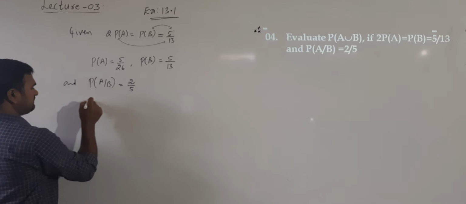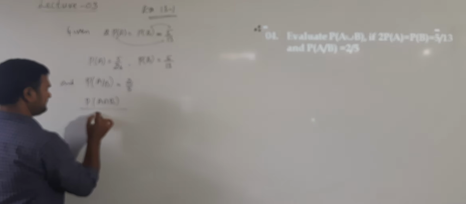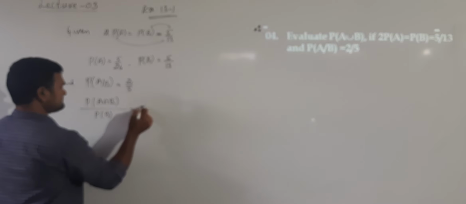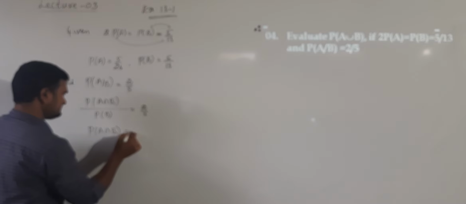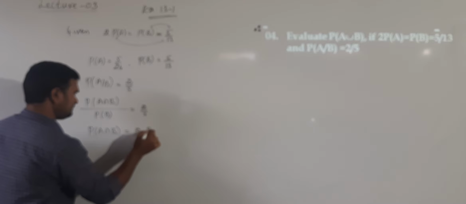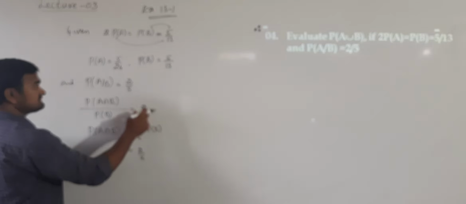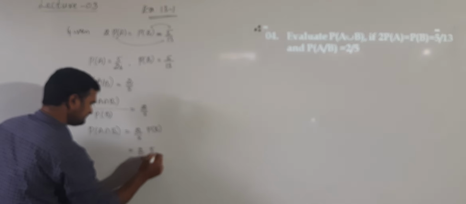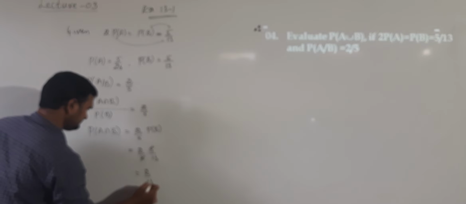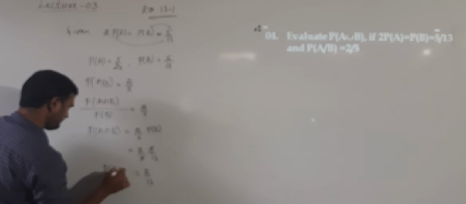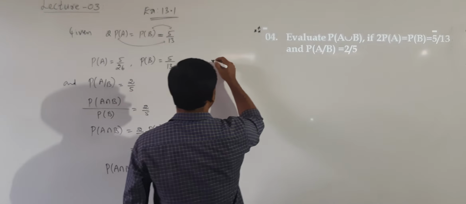So P of A given B can be written as P of A intersection B divided by P of B, which is 2 by 5. So P of A intersection B is 2 by 5 into P of B. P of B is known, 5 by 13, so 2 by 5 into 5 by 13. So the intersection part is 2 by 13. Now using this we can evaluate P of A union B.